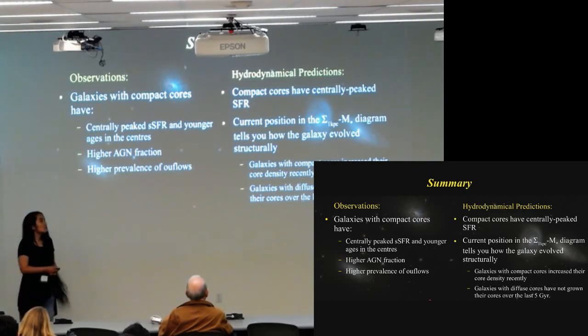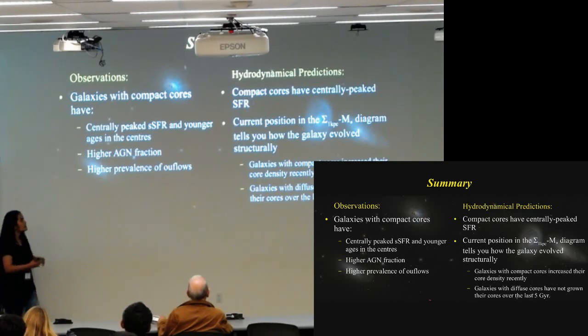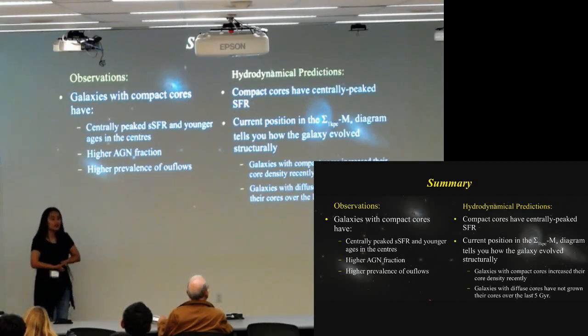And we showed what we're seeing in hydrodynamical simulation, at least in TNG. We've repeated this observation, and galaxies with compact cores have centrally peaked star formation. So we've confirmed that hydrodynamical simulations at least predict this. And we've also seen that the current position in the sigma-1 Mstar diagram tells you how the galaxy evolved structurally.